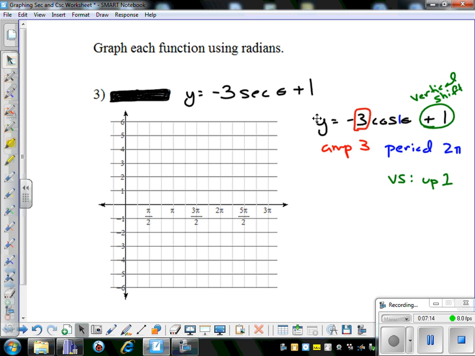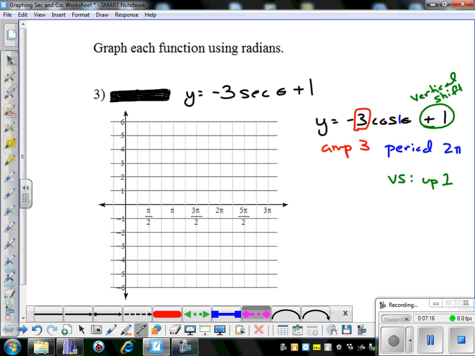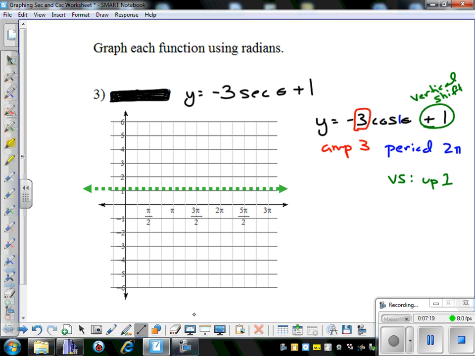Now, let's go ahead and graph what we have here. So I'm going to go ahead and graph my vertical shift up 1. Now remember, our midline on our original function starts at the x-axis. Moving up 1 puts us up on the line y equals 1. Now we have an amplitude of 3. So going up 1, 2, 3, down 1, 2, 3 gives us our top amplitude and bottom amplitude.